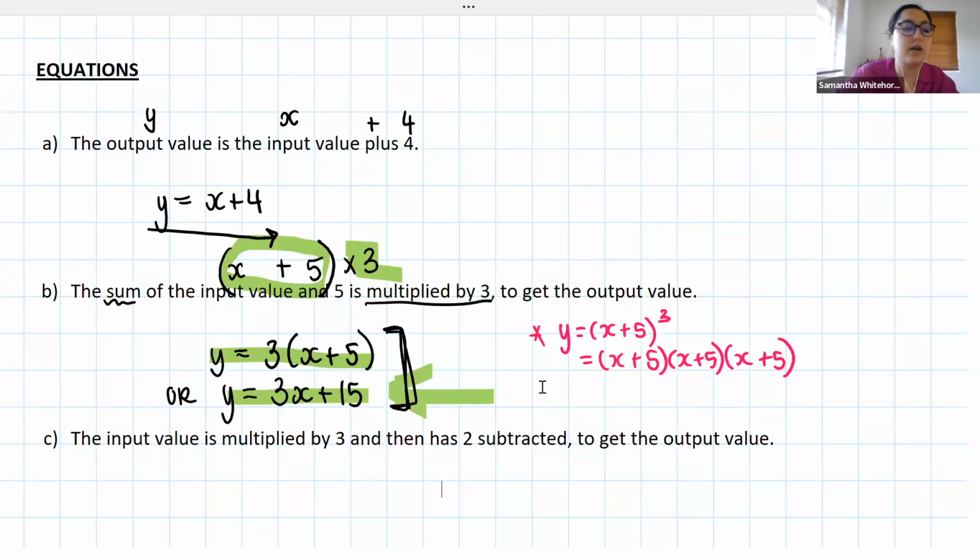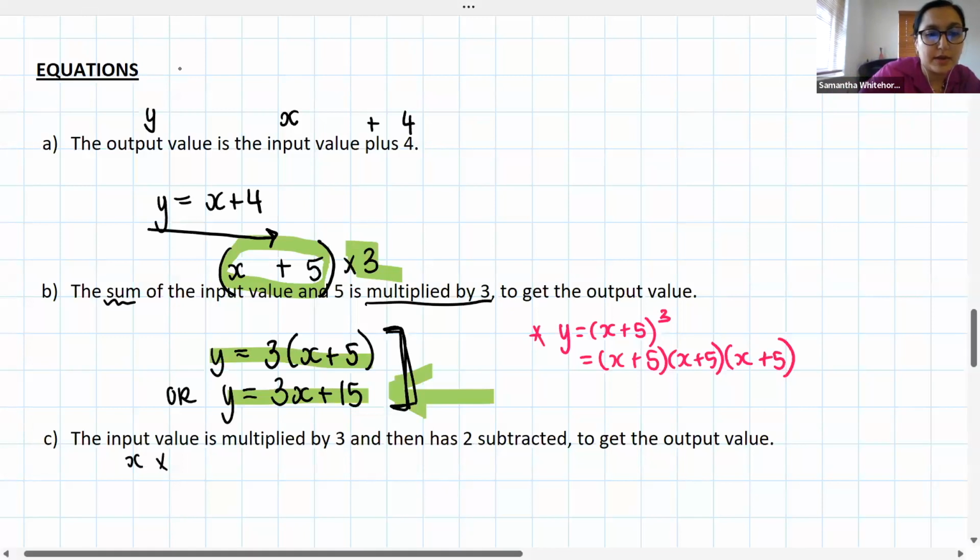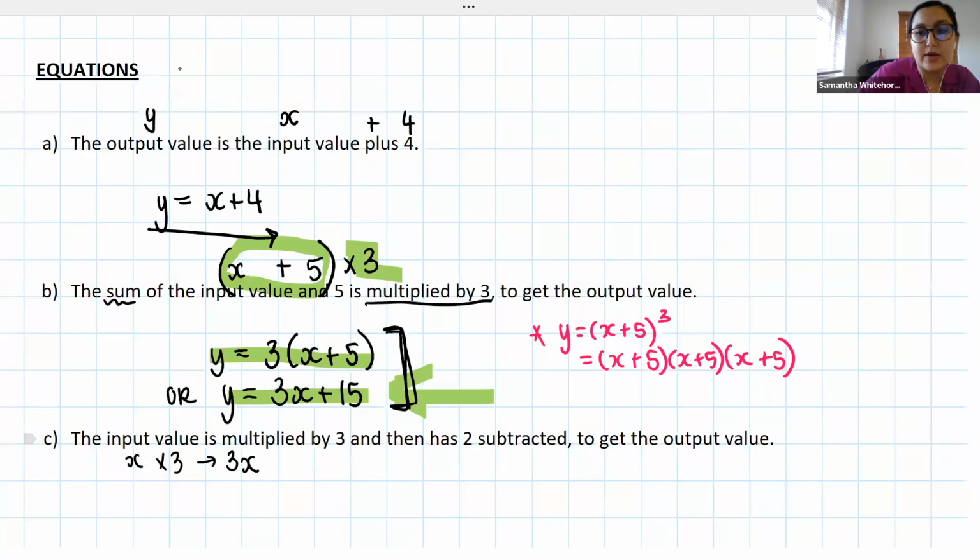Right, it looks like we got it, so well done. So again, input value we know is x is multiplied by 3, so that gives us 3x, and then we have 2 subtracted from that product. So our rule here would be y is equal to 3x minus 2.